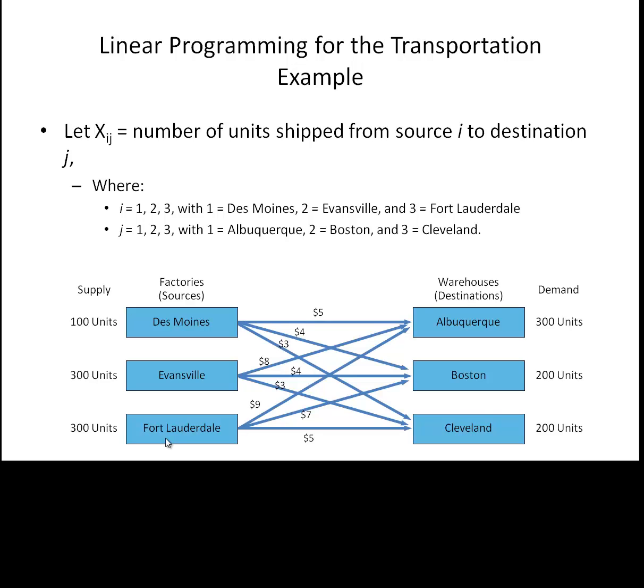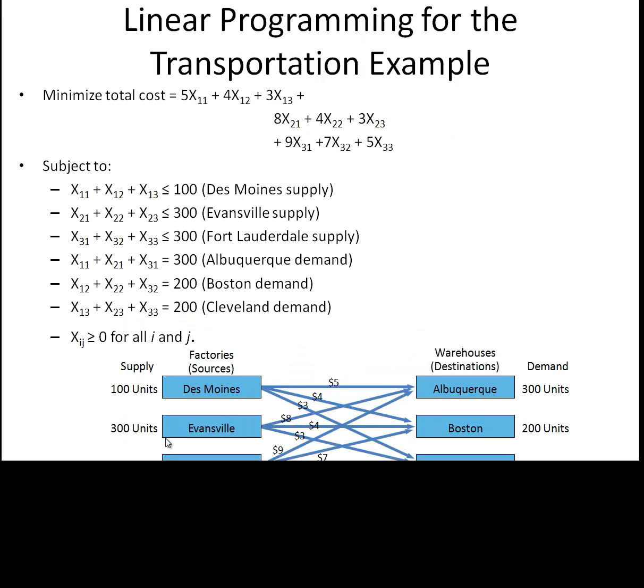So here's what it looks like. And in this case, we're going to let Des Moines be our I's 1 and Albuquerque be our J1 and so forth and so on. So we're going to give them a designation. All right. So when we put it in the model, as you can see, we're going to have 9 different routes that we have to optimize.